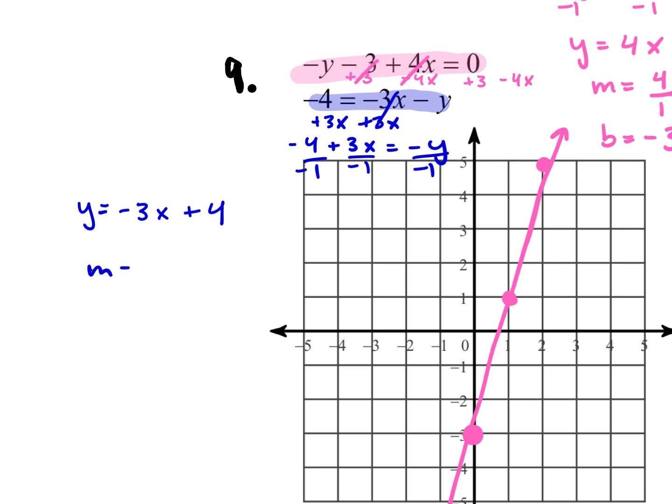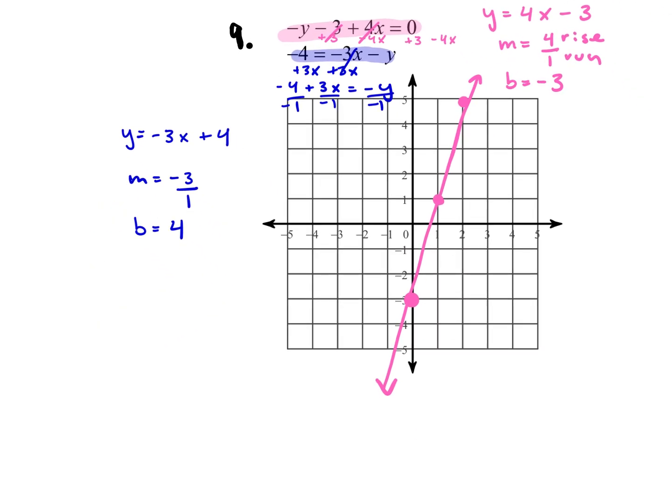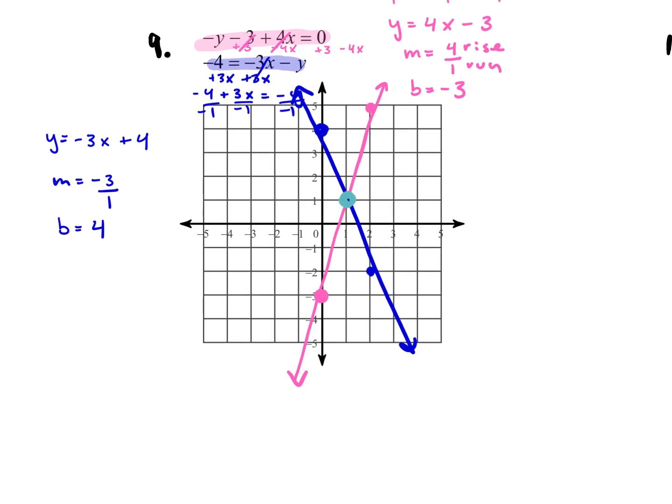What's our slope? Negative 3 over 1. And what's our y-intercept? 4. So from here, let's start with our y-intercept. I'm going to put a point at 4. How do I do the slope of negative 3 over 1? Which direction do we go? Perfect. Down 3 to the right 1. So where do our two lines intersect? 1, 1. So our answer will be (1, 1).